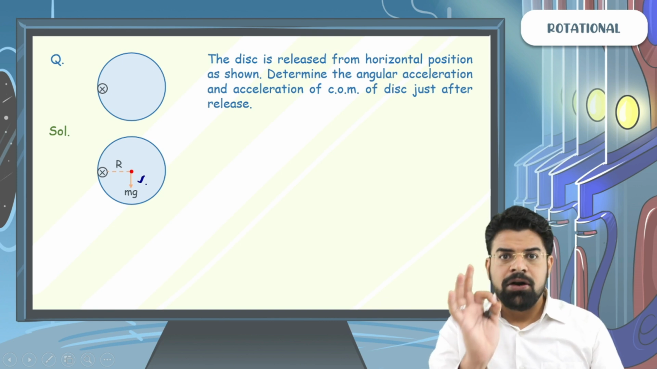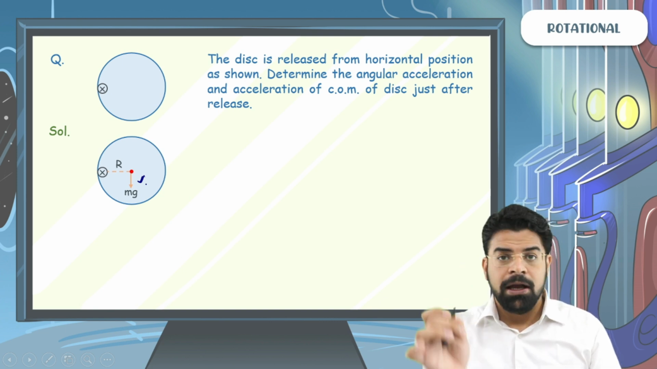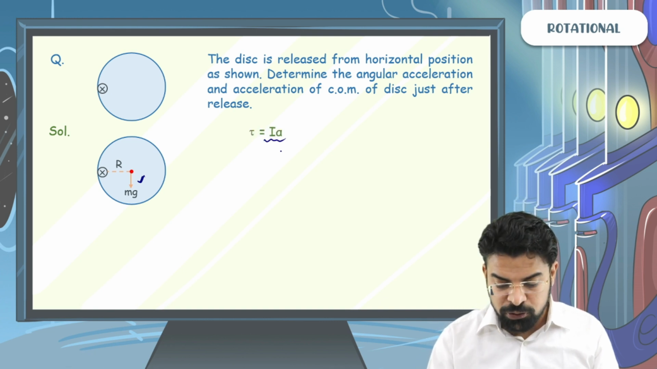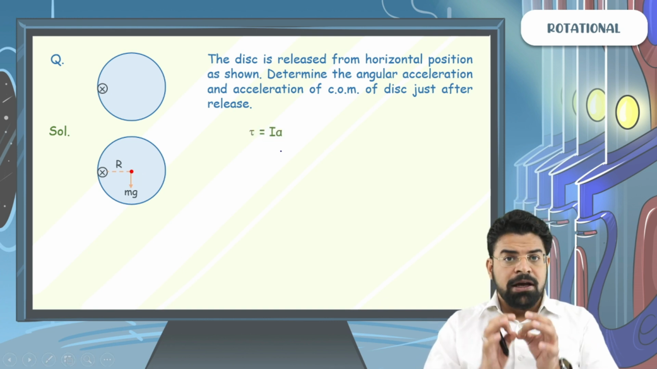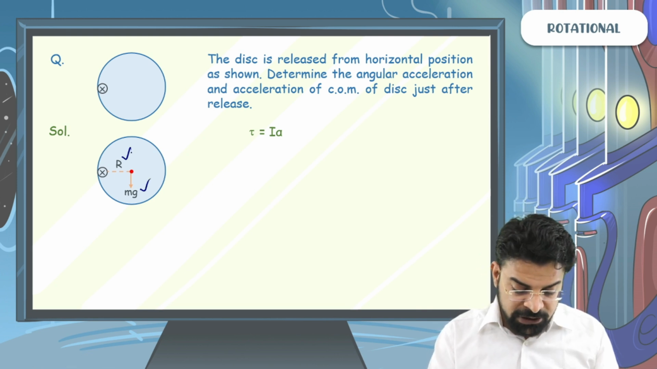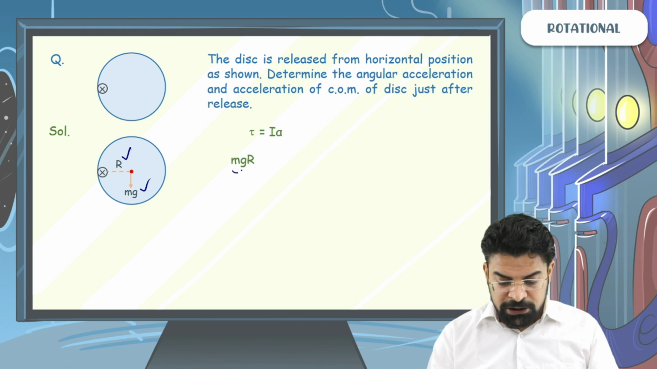From Newton's second law for rotational motion, if we have a rigid body doing pure rotational motion, we can say that torque equals I alpha. The torque here about the hinge is that of the force of gravity, and that torque will be force times perpendicular length. So the torque will be nothing but mgr.